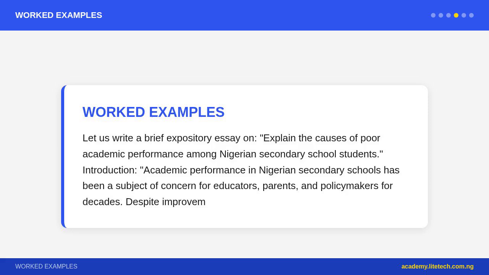Technique 2. Use precise, formal language. Expository essays should use formal vocabulary. Avoid slang, contractions, don't, do not, and emotional language.